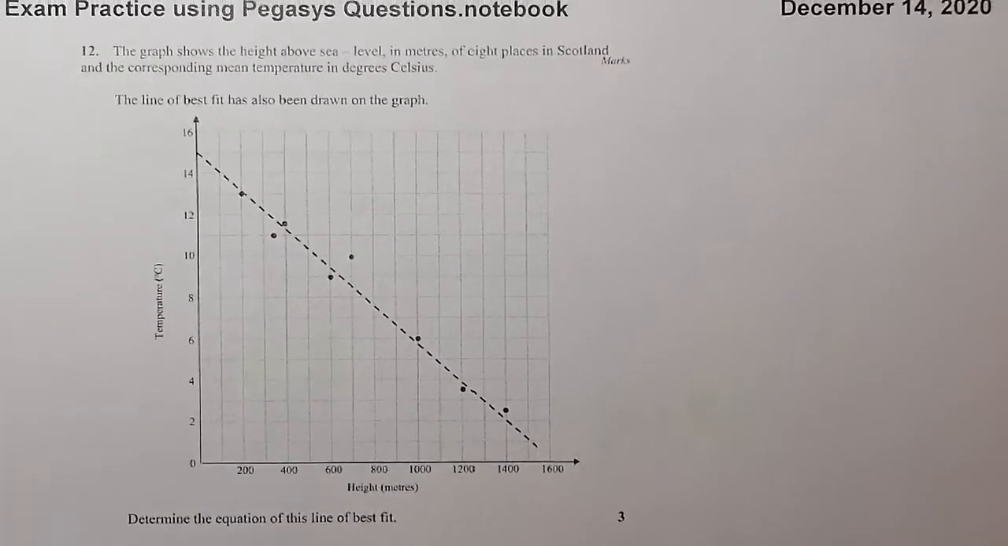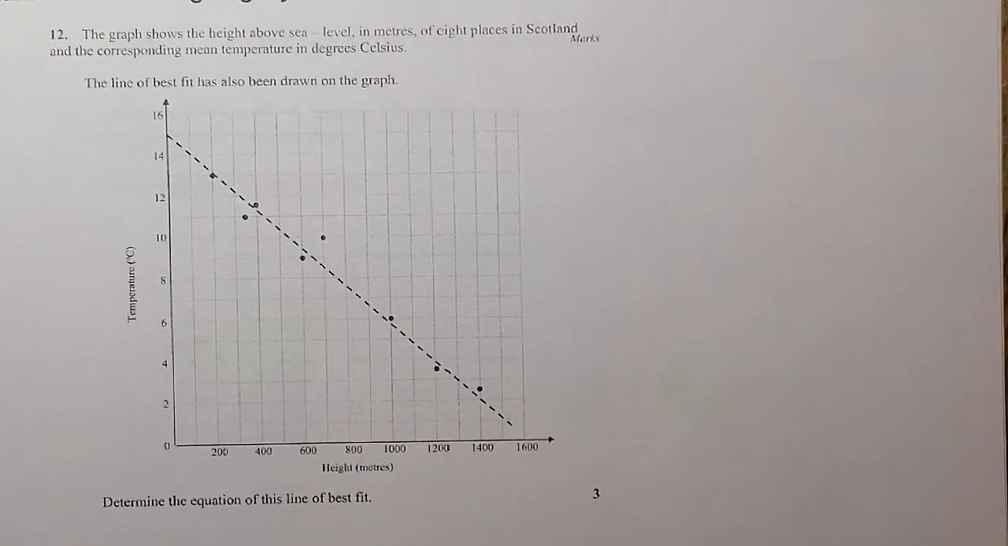Right then, so we've got this question here. It's a straight line question, but it's part of a scatter graph. What we're going to do is determine the equation of the line of best fit for this one. The way I'm going to go about that is I'm going to pick 2 points.